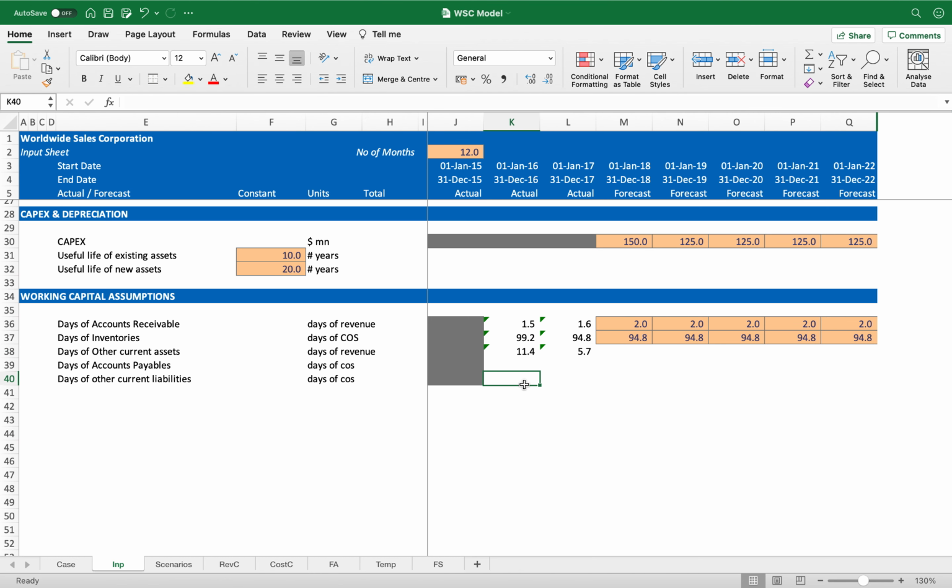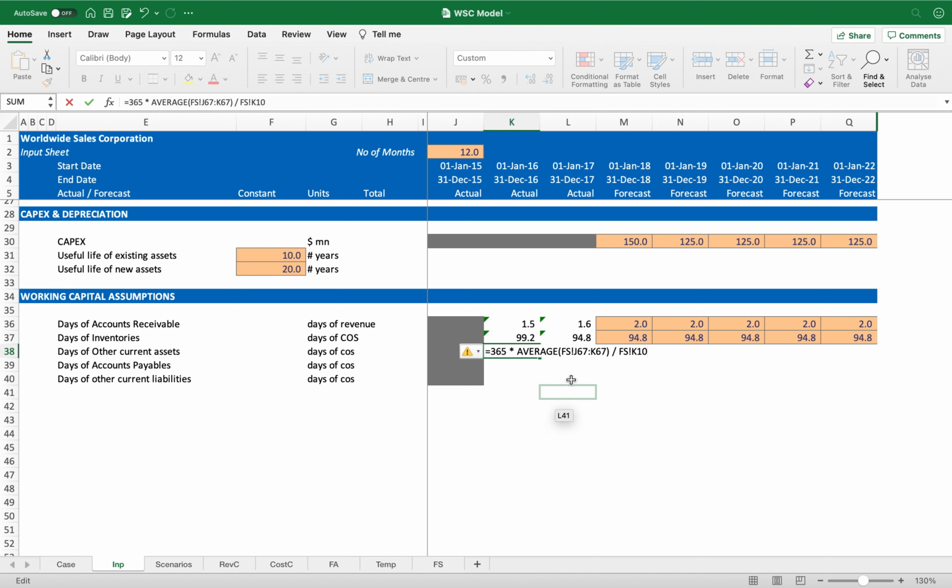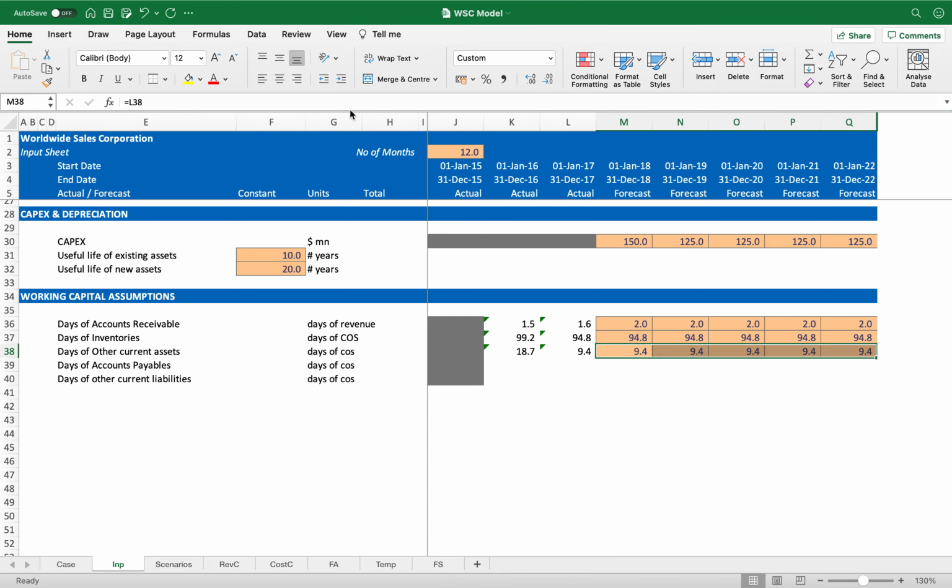Now what you can do is, instead of taking other current assets on revenue, I can take it as cost of sales only. Why? Because I am saying that if my other current liabilities, the base is cost of sales, then for other current assets also, the base should be cost of sales only. So let's take days of cost of sales only. So instead of revenue, I link it to K10 and put a minus sign here. Keeping it the same as the most historical years.